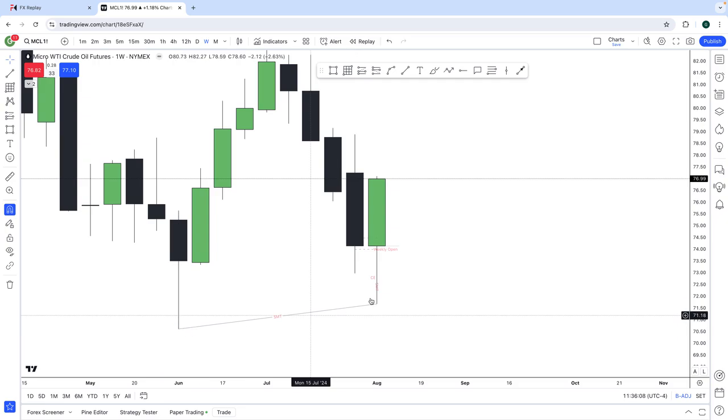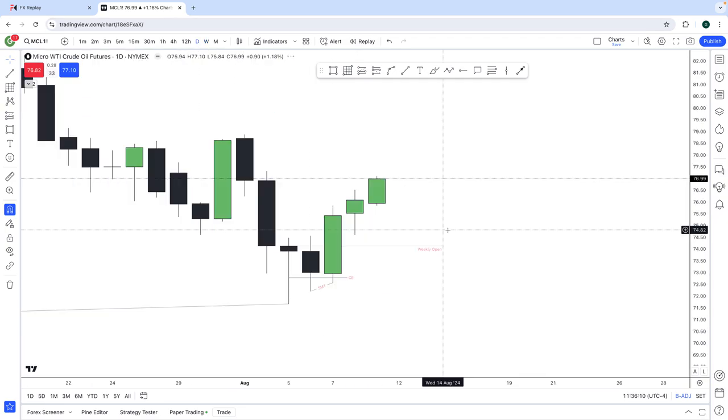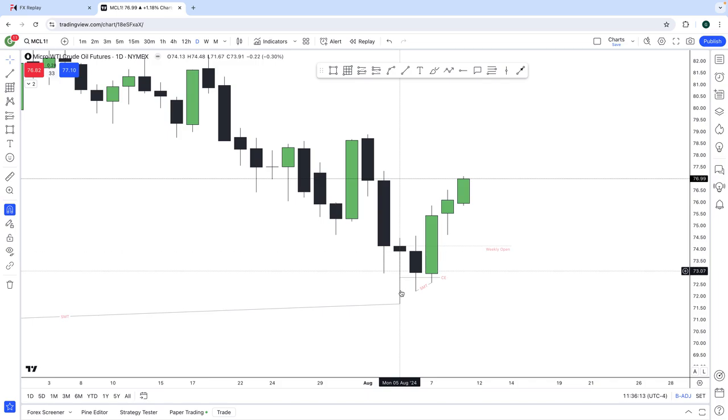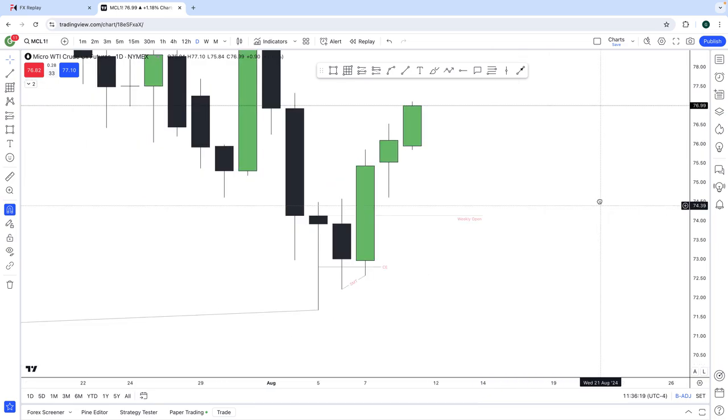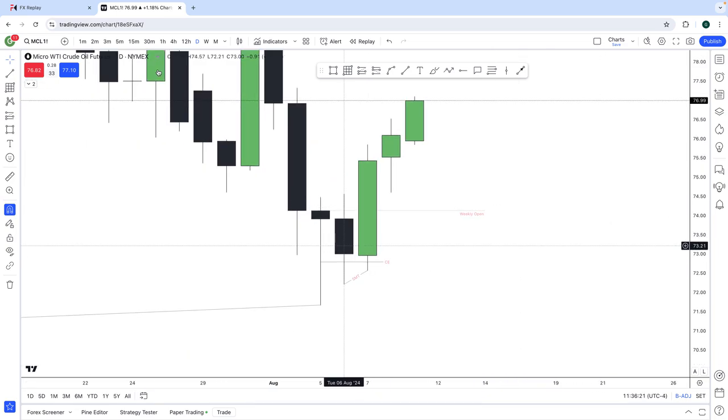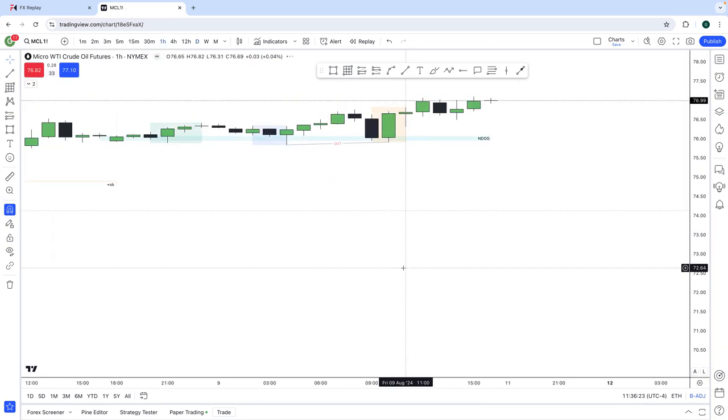Anyways, we have this SMT that Monday forms, okay? And then we have this long wick. So again, that's one of the candle closes that we like to see. And we have a fair value gap here. So Monday, you're going to see, or sorry, Tuesday.